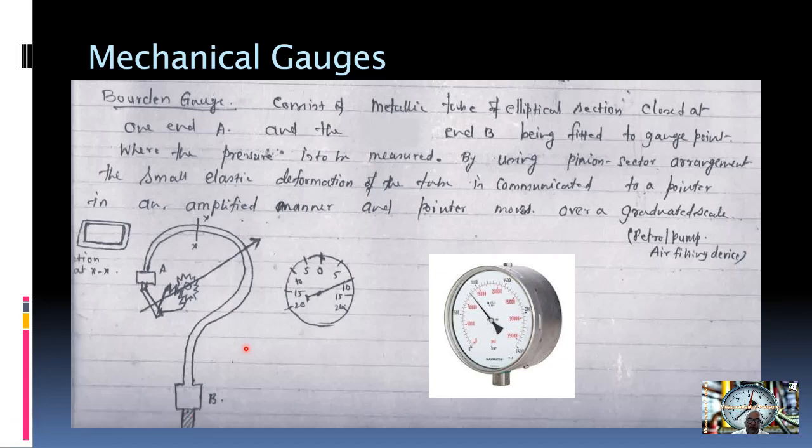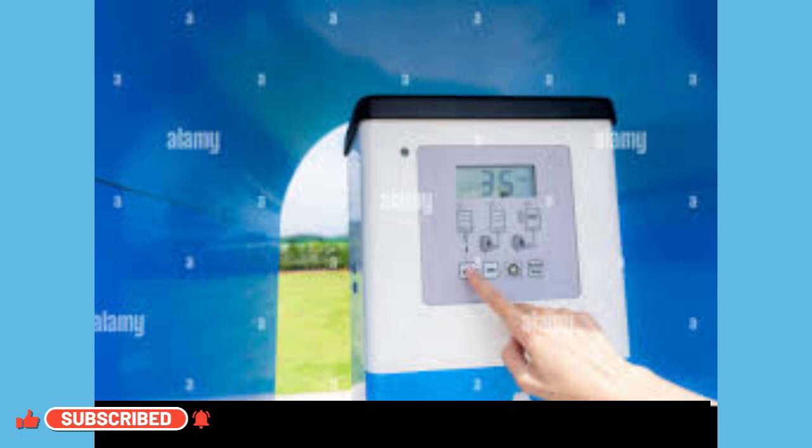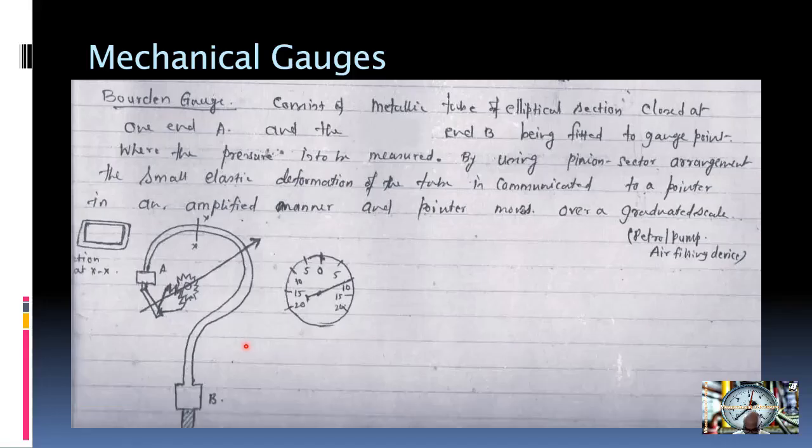If you say 1.1 kg per centimeter square, they may not understand it. But if you say 35 and 30, they will very well understand. So this is the Bourdon type mechanical gauge. Now nowadays there are electronic gauges also employed to measure pressure.